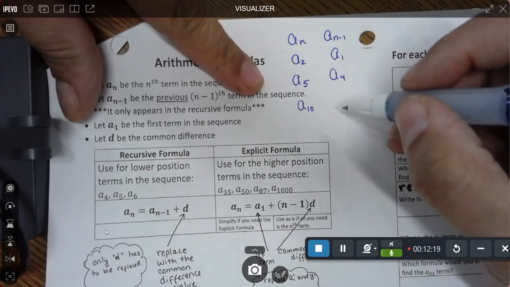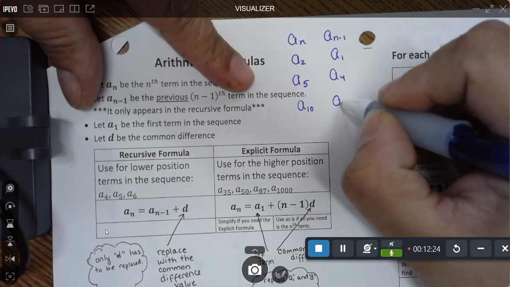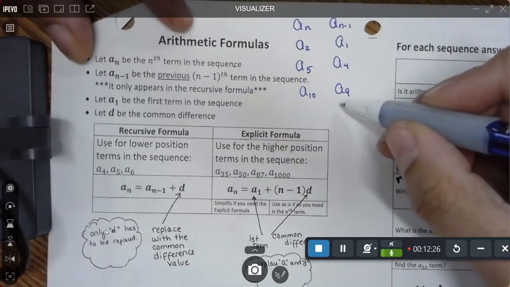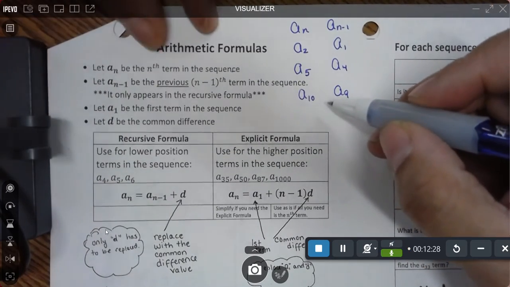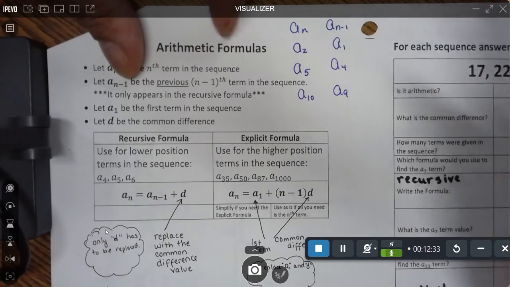If you said it right before, you can say it again. I just want to make sure that the 9th one is a sub 9. All right, can everybody repeat after me? A sub 10, a sub 9. And that's just how you read them, okay?